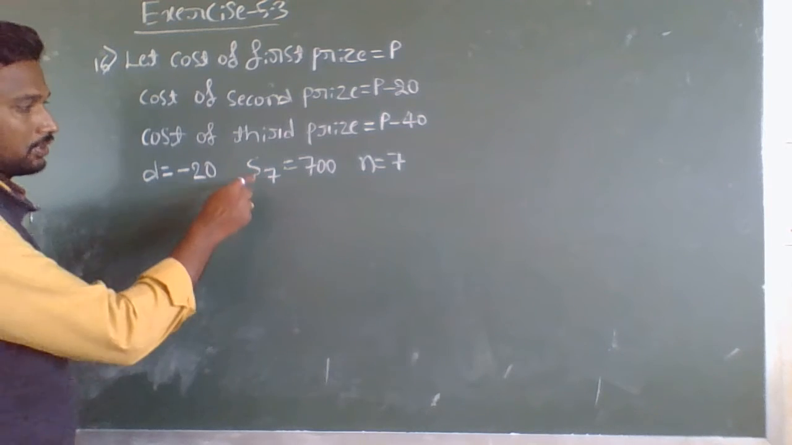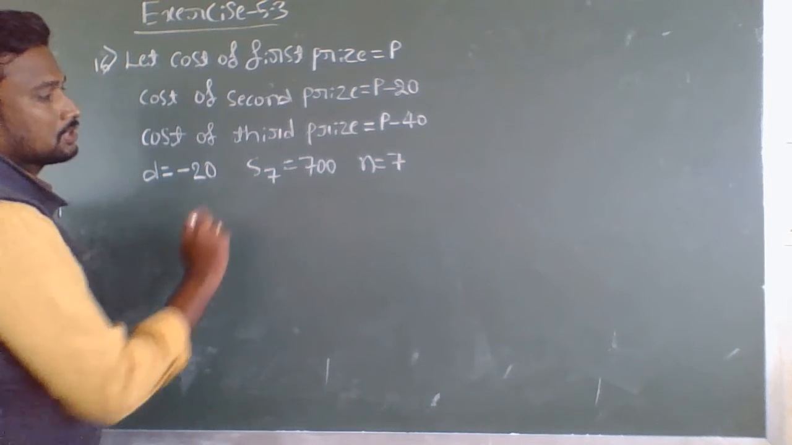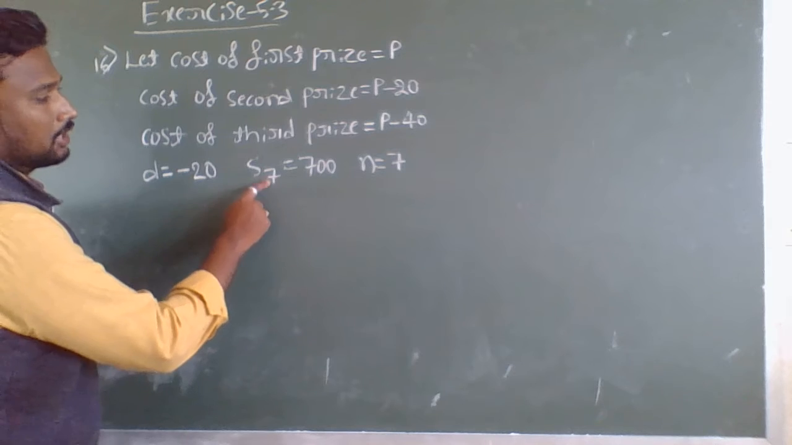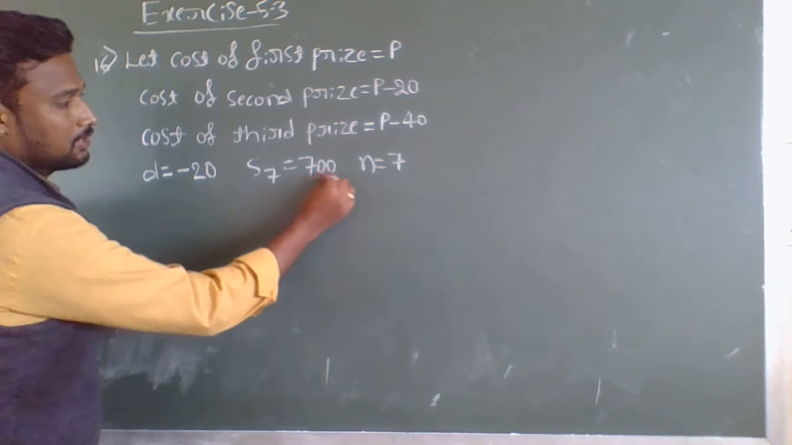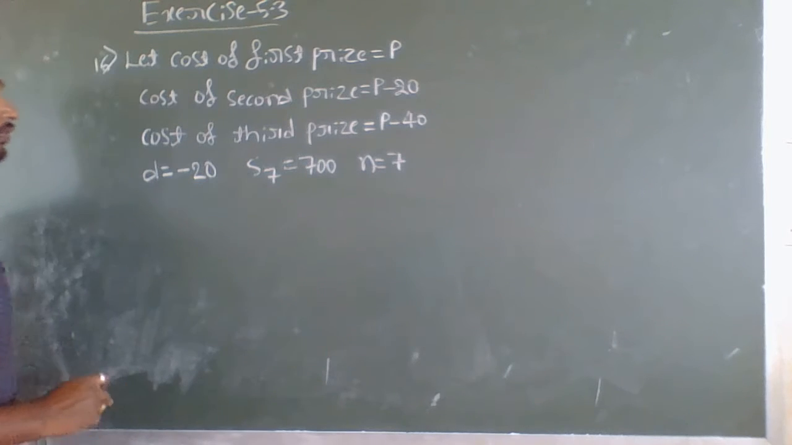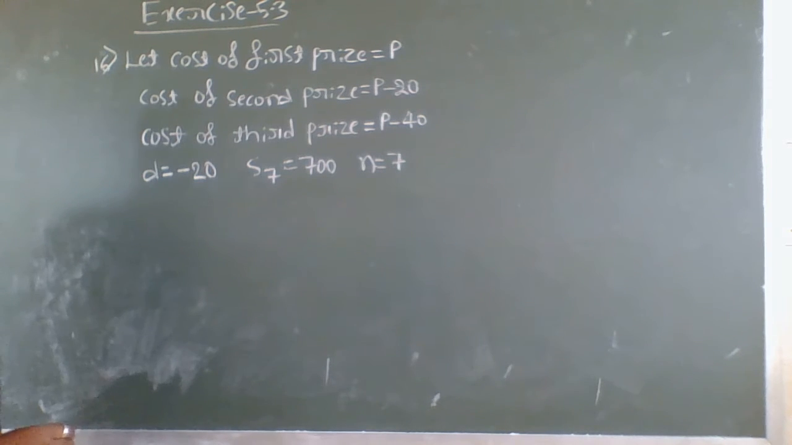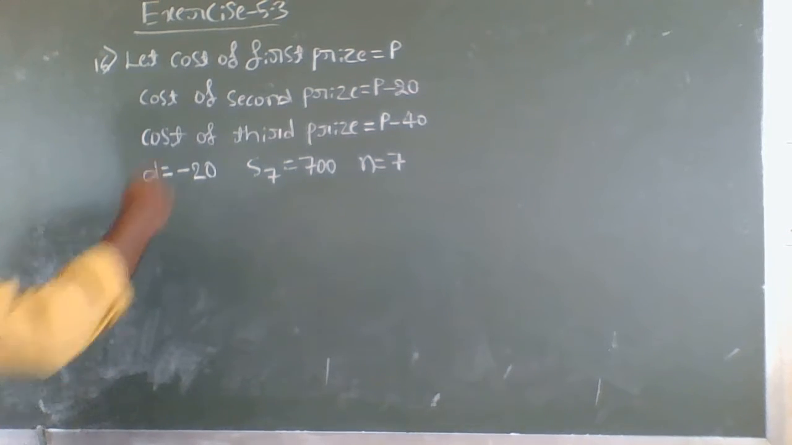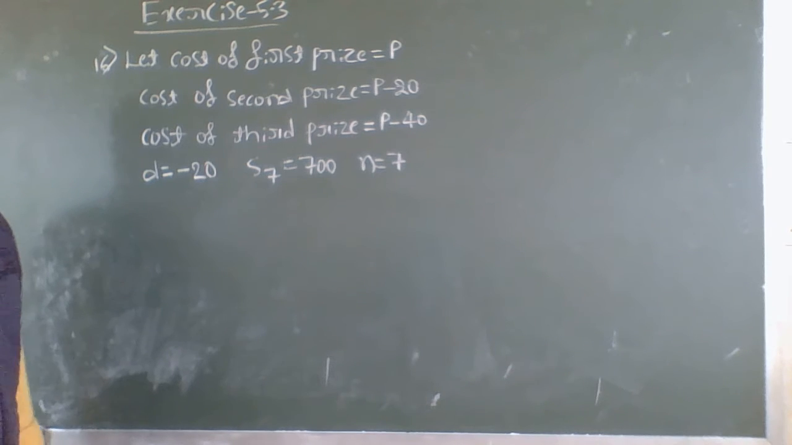And S7 value: a sum of 700 rupees is used to give prizes. Therefore S7 value is 700 and n value is 7, because this amount is used to give prizes to 7 students. Therefore we have to calculate the a value here. By using that a value, you can get the next prize values, the second, third, fourth prize values.